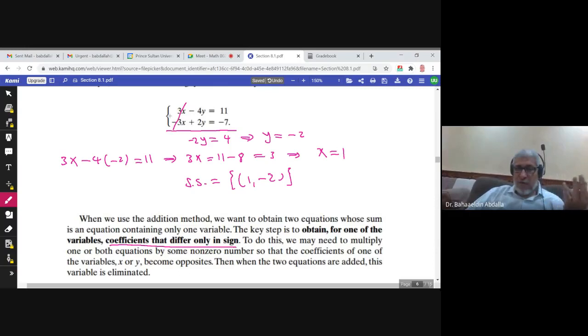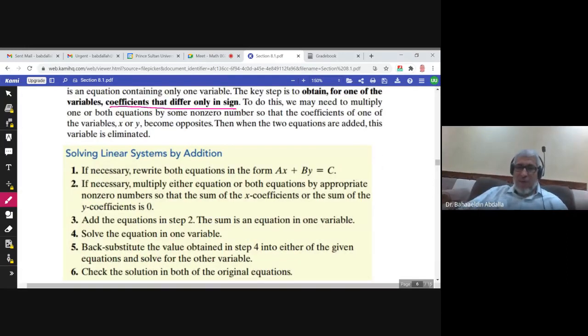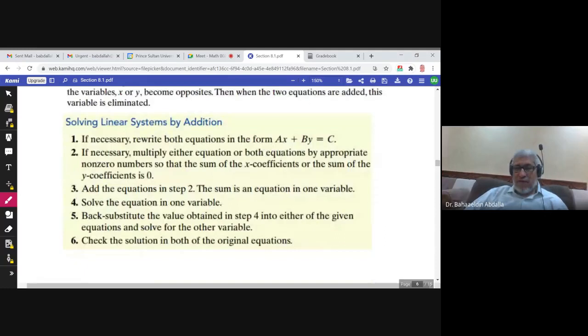4, negative 4, 3, negative 3. If you want to eliminate y, then the coefficients of y should differ only in sign. Negative 4, here 4. 2, here you should have negative 2, and so on. That's the method, okay? So we rewrite both equations in this form if necessary, if it is not given in this form.